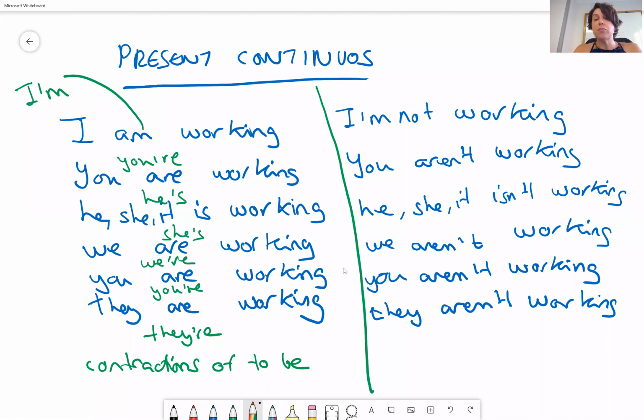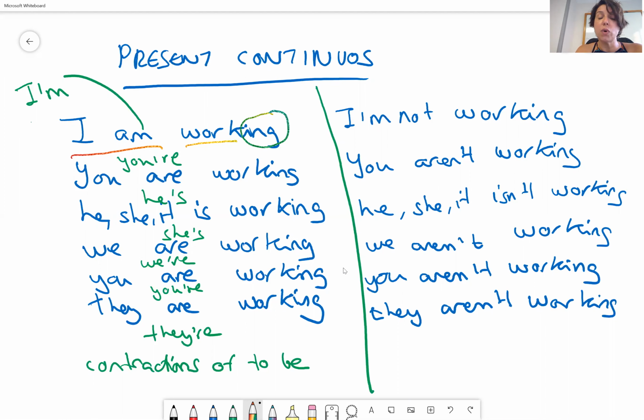So the present continuous form is the verb to be, I am, and you add the verb work, and then we add ing. So it's I am working, or you could say I'm working. You are working, or you're working. He, she, it is working, or he's working, she's working, it's working.